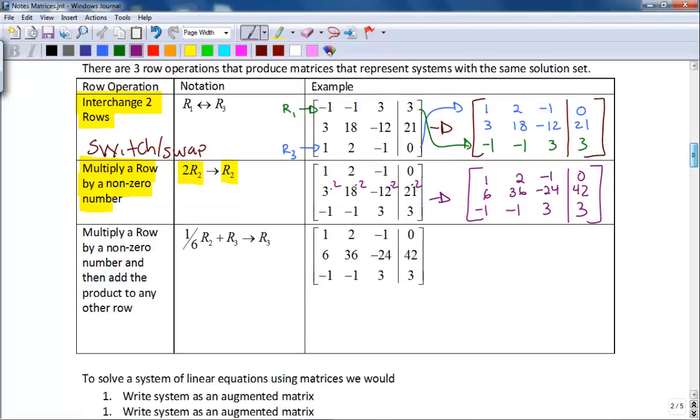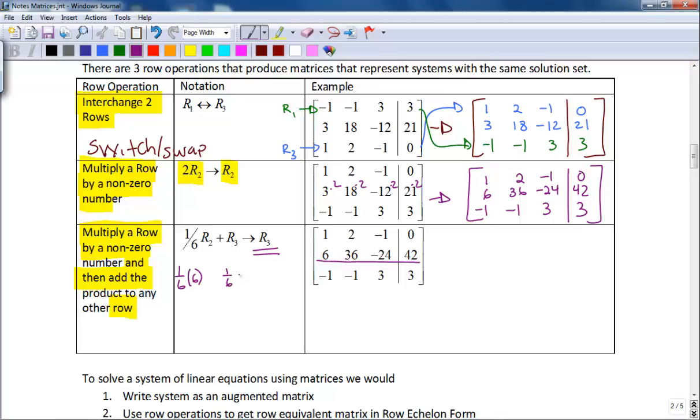The third row operation that we're allowed to do is to multiply that row by a non-zero number and then add it to another row. So, for example, if I want to say 1/6 row 2 plus row 3, and then I'm telling you it's becoming my new row 3, well, what that means is for row 2, I'm multiplying each term by 1/6. And I'm going to do that on the side here, and then we'll write it up on the right-hand side. So 1/6 times 6, well, that's going to give me 1. 1/6 times 36 would give me 6. 1/6 times -24 would give me -4. And 1/6 times 42 would give me 7.